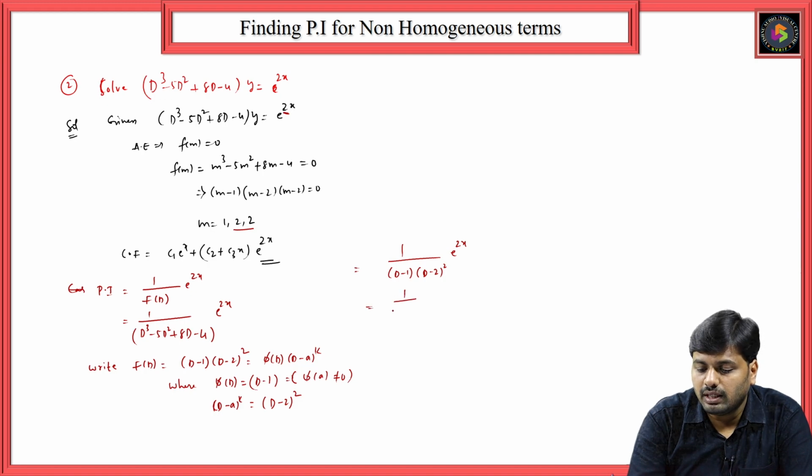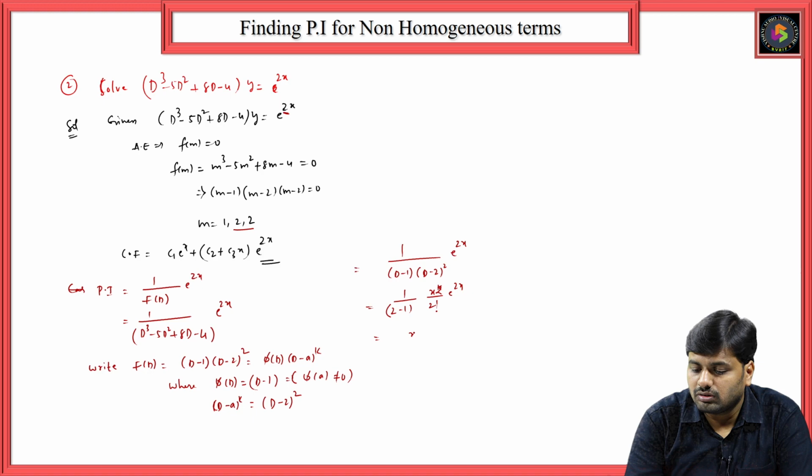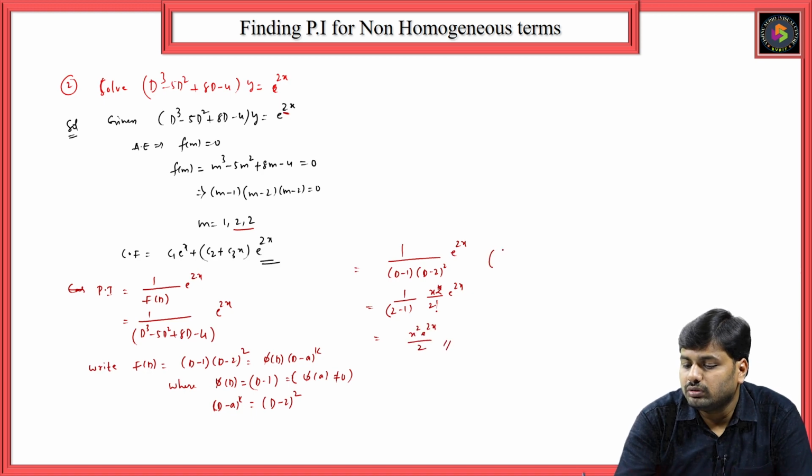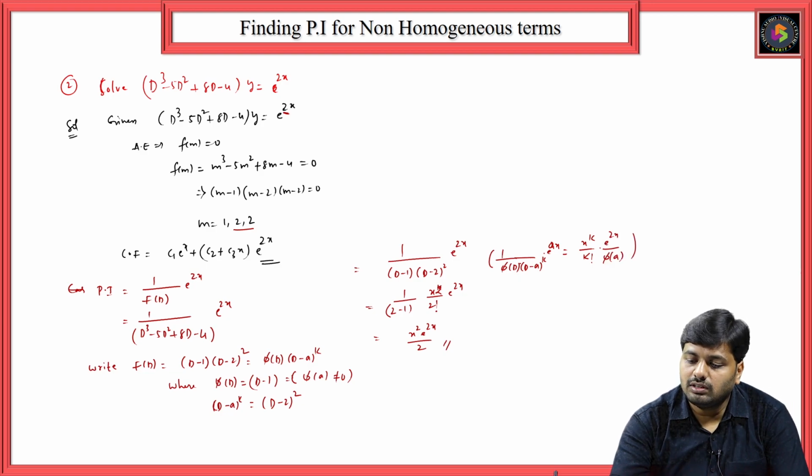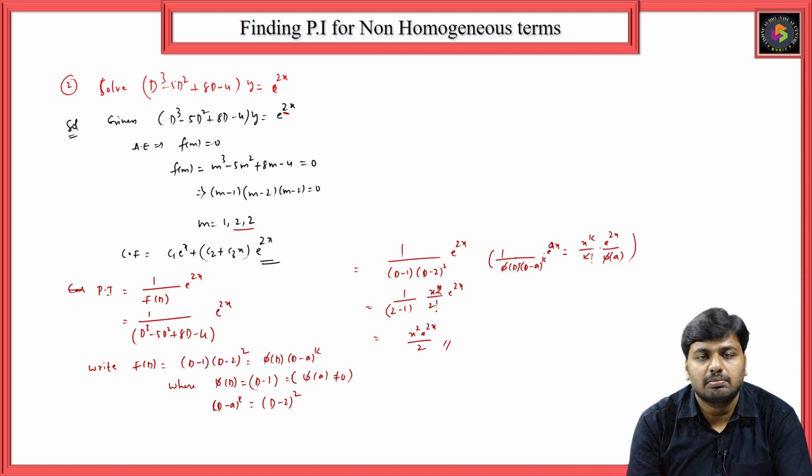So therefore that is 1 by (2 minus 1). The formula is x power k by k factorial, that is x square by 2 factorial into e power 2x. So x square e power 2x by 2 is the final answer. Here I am using 1 by phi of D into (D minus a) whole power k, e power ax, will be x power k by k factorial into e power ax by phi of a. I am using the concept of this one, then based on that I will explain this one.